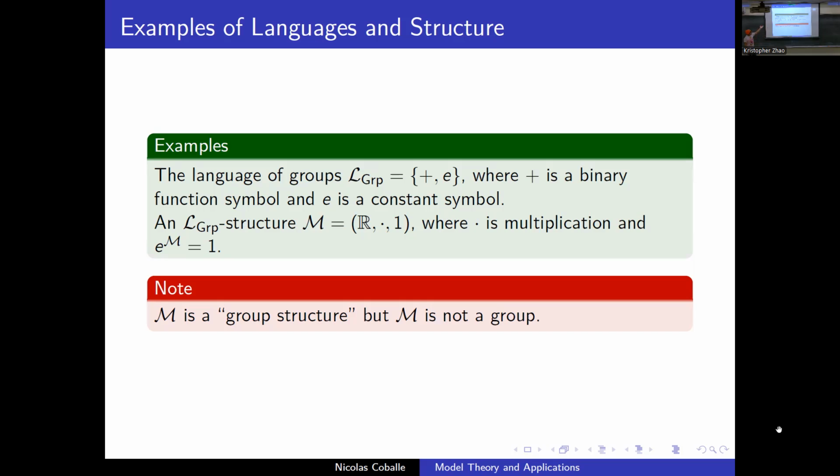And a group structure, let's call them group structures for simplicity, is, for example, the set of real numbers with multiplication and the identity. What we interpret as E will be the constant 1 in the real numbers, right? So the plus is just multiplication, and this is 1. And it's important to note that M is a group structure, but M is not a group. Can anyone tell me why M is not a group?